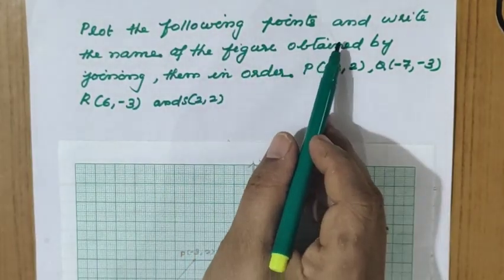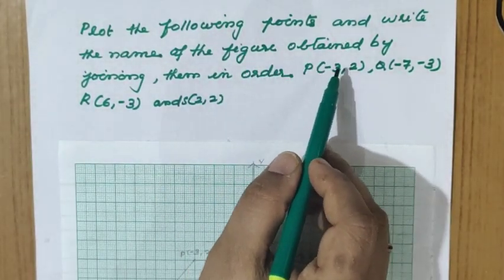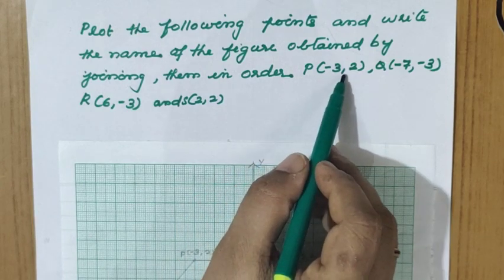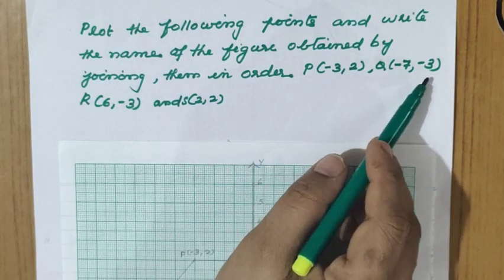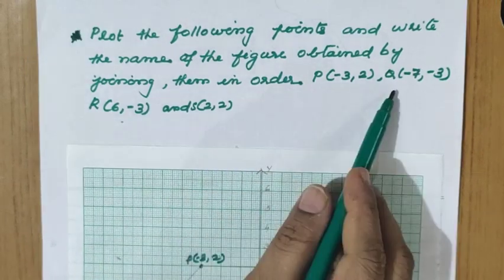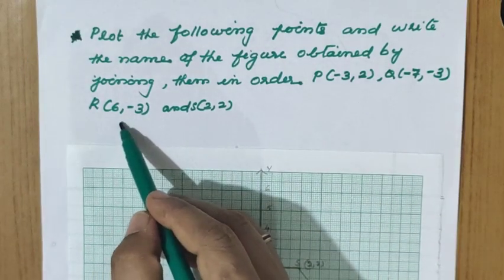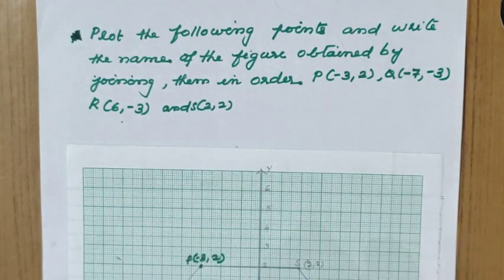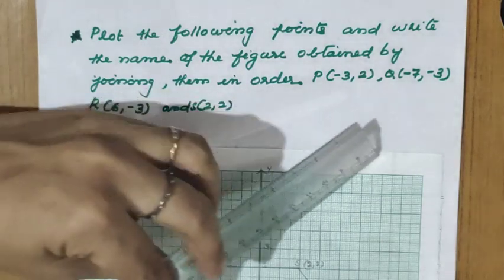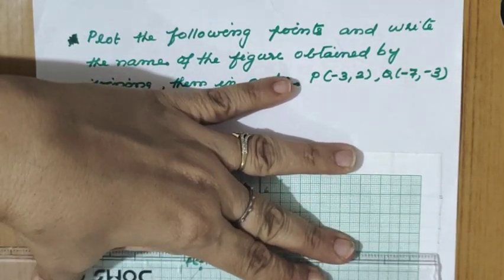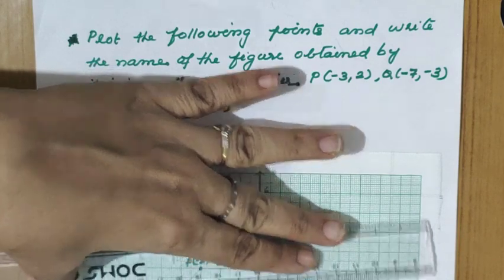Plot the following points and write the name of the figure obtained by joining them in order. P -3, comma 2, Q -7, comma -3, R 6, comma -3, and S 2, comma 2. So to plot the points, it is a plane graph for you. So what is the first step? We have to complete the x-axis as well as the y-axis.